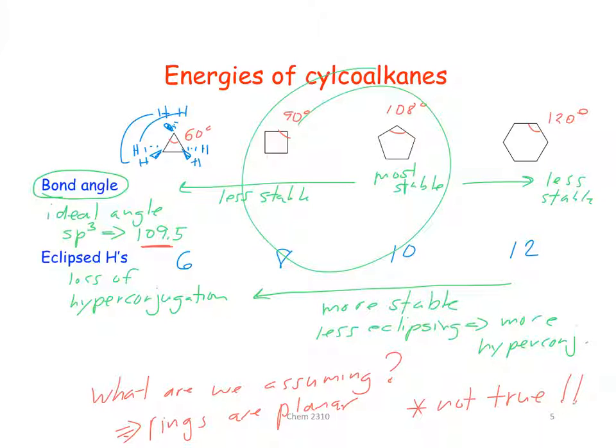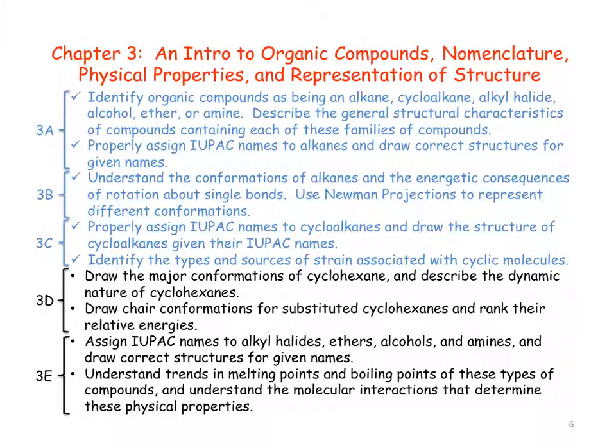In fact, these rings can bend, except for cyclopropane. There's only three carbons there, but all of the other rings can bend out of the plane to help reduce angle strain and to maximize hyperconjugation. So in the next video, we are going to talk about conformations of cycloalkanes, and particularly we're going to talk about cyclohexane, because that's a very common ring size and it's the size where the conformations are most clearly described.